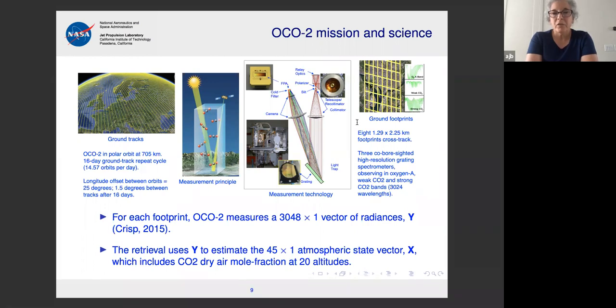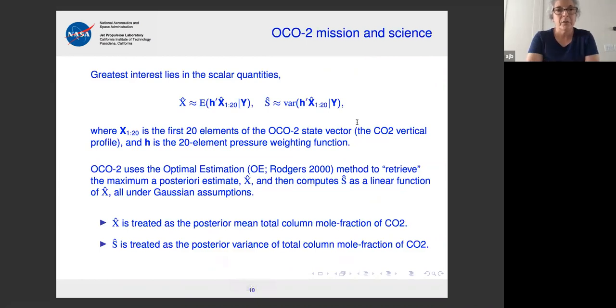The state vector that we presume gave rise to that radiance vector is a 45 by 1 atmospheric state vector x, which includes the CO2 dry air mole fraction at 20 altitudes and a bunch of other descriptors of the properties of the atmosphere and the surface, including aerosol types, the albedo of the surface, which is its reflectivity, and various other things. I'm going to keep my eye on the time here. The retrieval is somewhat underdetermined.